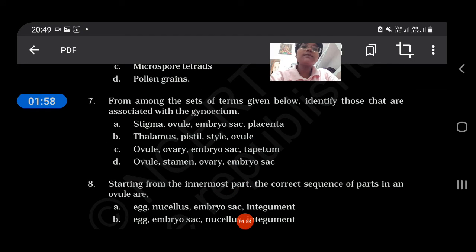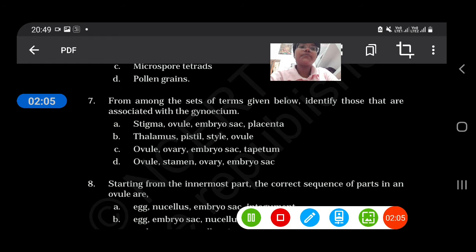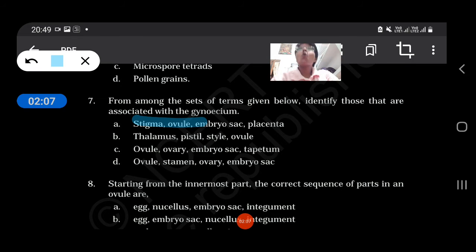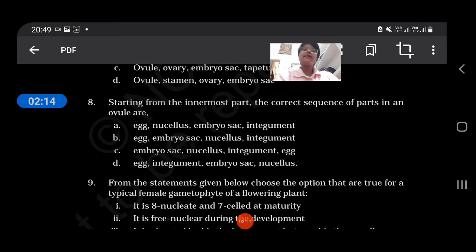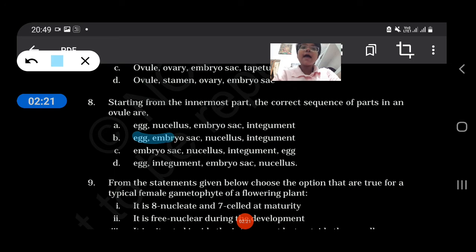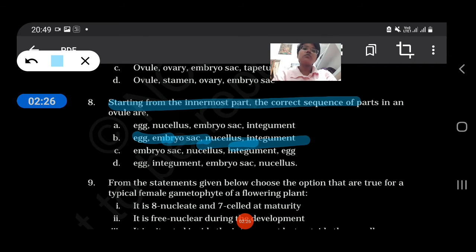From among the sets of the terms given below, identify those that are associated with the gynoecium. It's stigma, ovule, embryo sac and placenta. Okay. Starting from the innermost part, the correct sequence of parts in an ovule are egg, embryo sac, nucellus and integuments.